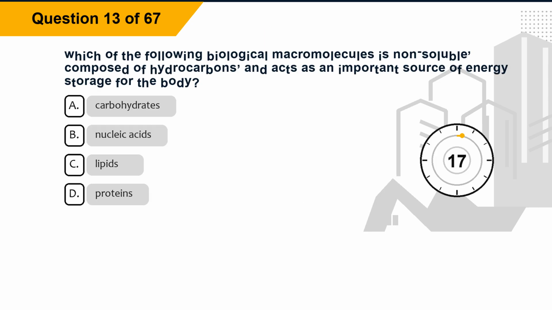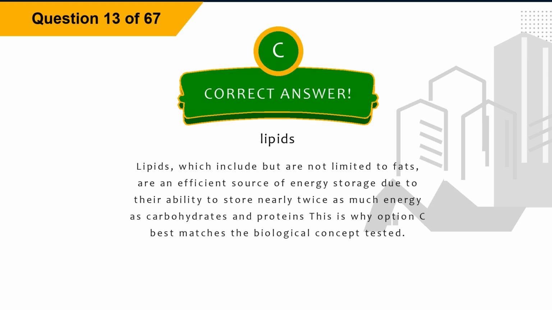Question 13. Which of the following biological macromolecules is non-soluble, composed of hydrocarbons, and acts as an important source of energy storage for the body? Option A, carbohydrates. Option B, nucleic acids. Option C, lipids. Option D, proteins. The correct answer is option C, lipids. Explanation. Lipids, which include but are not limited to fats, are an efficient source of energy storage due to their ability to store nearly twice as much energy as carbohydrates and proteins. This is why option C best matches the biological concept tested.